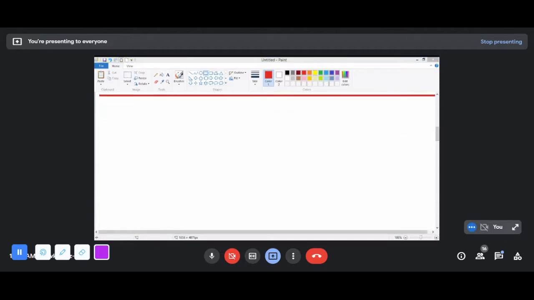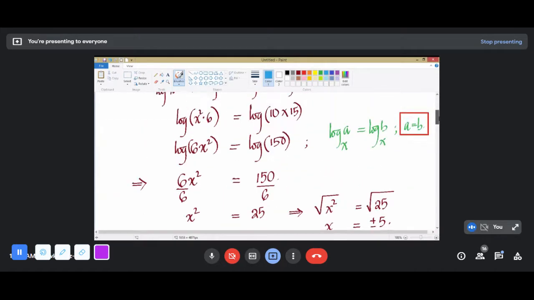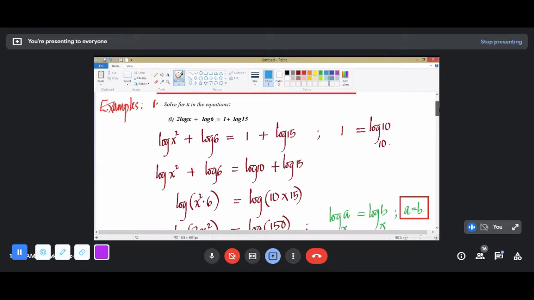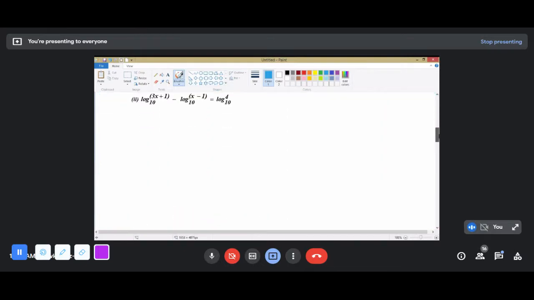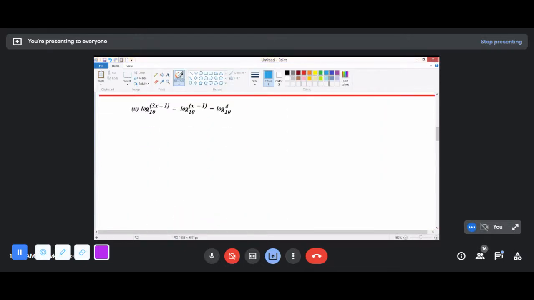Example 2, or what we can refer to as Roman 2. Roman 2 is here. We want to solve for x again. Solve for x in this equation, Roman 2.